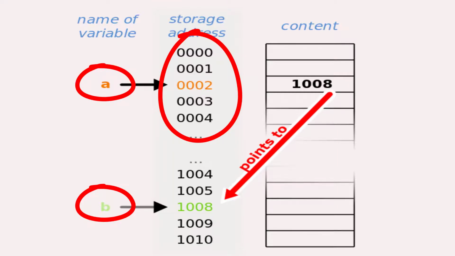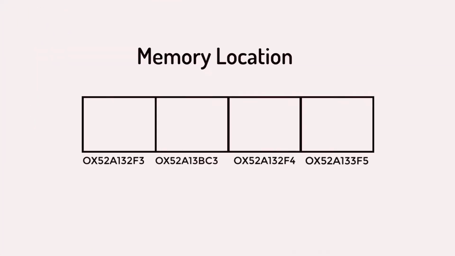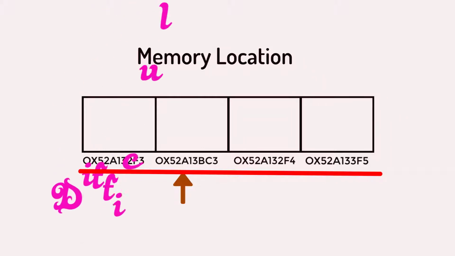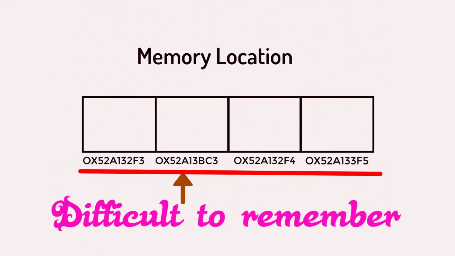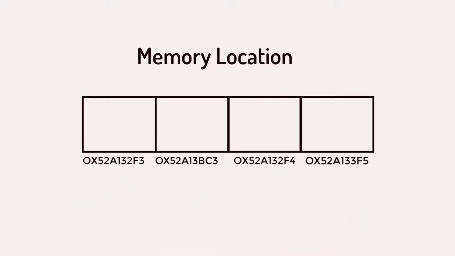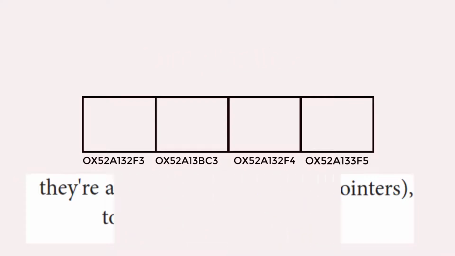Instead of directly using the address values, we use variables. Moreover, the address values may be a combination of text and numbers with 16-bit addressing values. So it is also difficult to remember what value it has. So, not to make it too complicated, we can easily remember a variable name instead of addresses. That's what is given in the book. They are addresses, references or pointers to an object in memory.